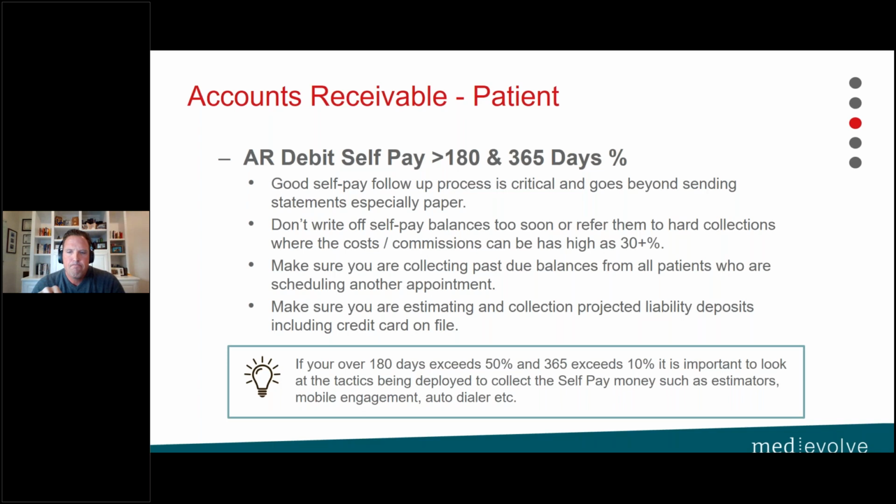Projected liability, make sure you're using an estimator, whether it's homegrown. A lot of our clients have homegrown ones that they use, or you use one of the 1,000 that are out there in the market. Try to use one that's integrated with your PM if possible. It just makes life a little bit easier. I think that's really it here.